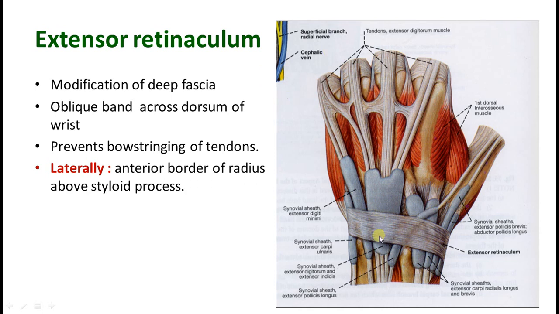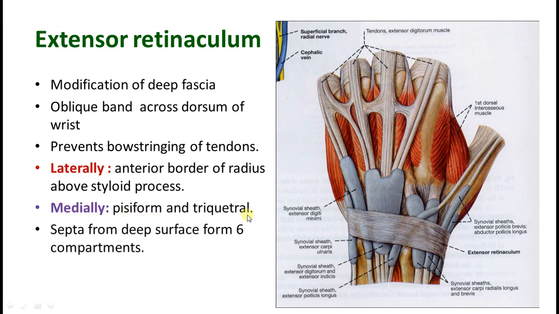The attachments of the extensor retinaculum: laterally to the anterior border of the radius. It is at a higher level, above the styloid process. Then the fibers pass downwards and medially, or vice versa. The medial attachment is into the pisiform and triquetral, and the fibers pass upwards and laterally to get inserted into the anterior border of the radius. So it is obliquely placed.